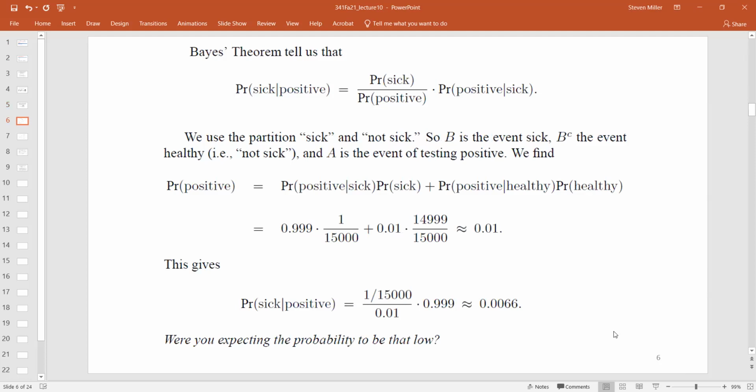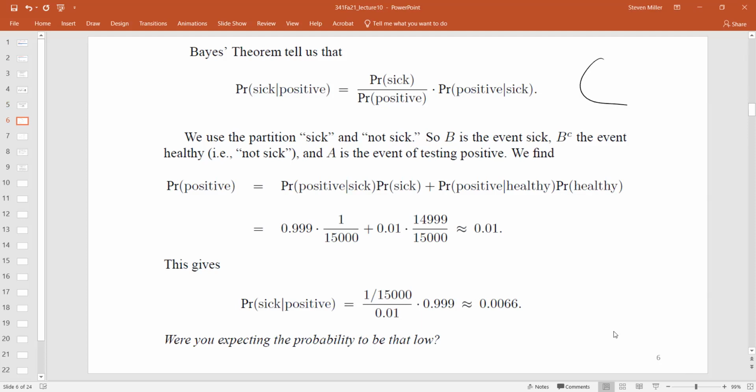So we'll use the partition sick and not sick. There are two possibilities. You're either sick or you're not sick. And so what we're doing is we're splitting our event space into two disjoint things. You're not going to be both sick and not sick. So B is the event that we're sick. B complement is the event that we are healthy, not sick. And A is the event that we're testing positive.